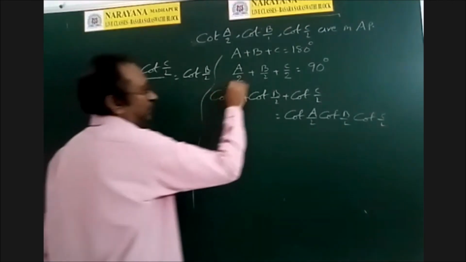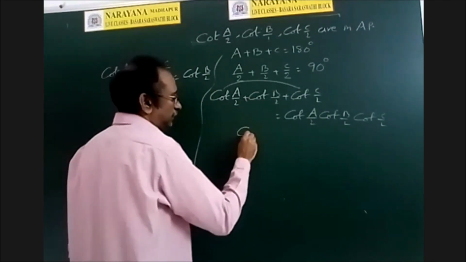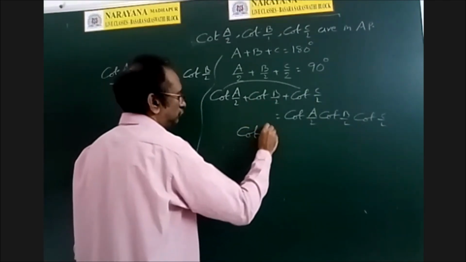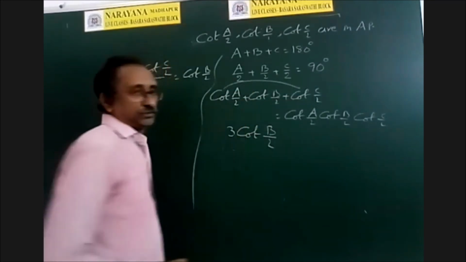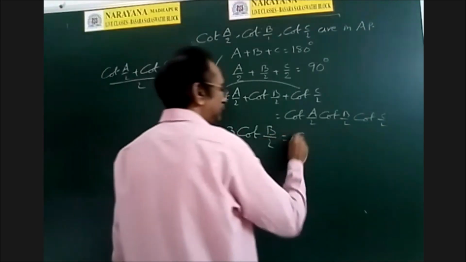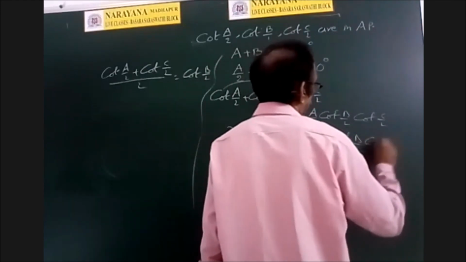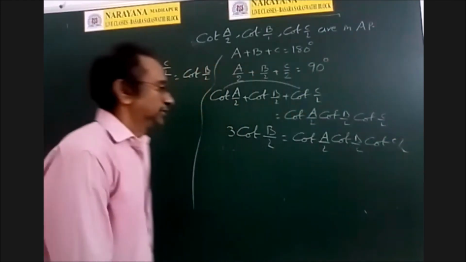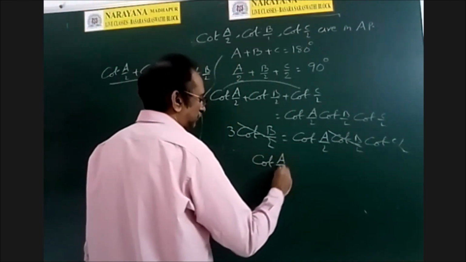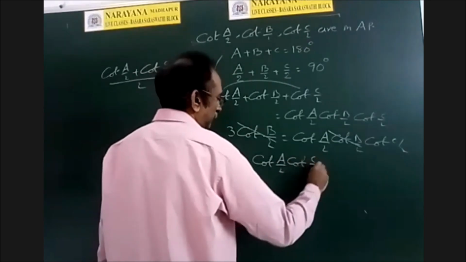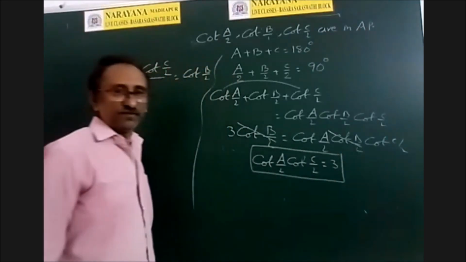And now in place of this sum, I can write 2 cot B by 2 plus cot B by 2. That is 3 cot B by 2. So this is 3 cot B by 2 is equal to cot A by 2, cot B by 2 into cot C by 2. So cot B by 2 is cancelled. Therefore, suppose it is asked in the multiple answer type, in one option, there may be cot A by 2 cot C by 2 is equal to 3. That may be one option.